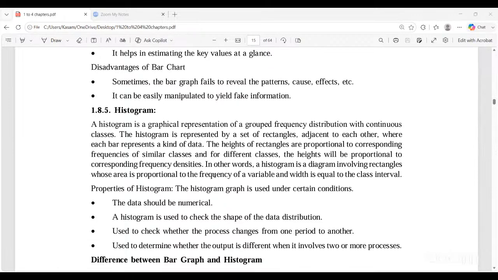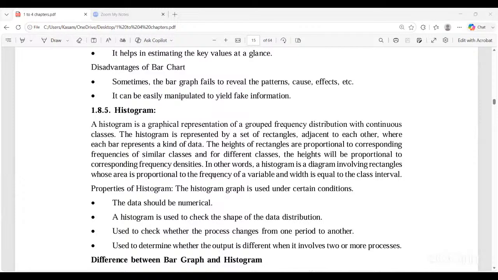Histogram: a graphical representation of a group frequency distribution with continuous classes. Histogram is represented by a set of rectangles adjacent to each other, where each part represents a kind of data. The heights of the rectangles are proportional to corresponding frequencies for similar classes. For different classes, the heights will be proportional to corresponding frequency densities. The properties of histogram: the data should be numerical. Compulsory numerical గానే ఉండాలి, నెంబర్ లో ఉండాలి.